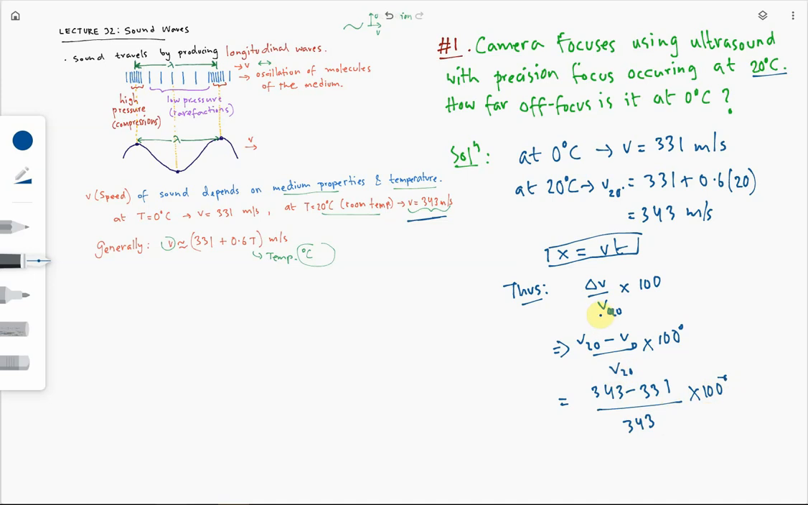Why are we putting V at 20 degrees Celsius in the denominator? Because that is what we want to know. That is the temperature at which we want to know how far the speed has changed and how far the positioning of the camera focus has changed. This comes out to be 3.5%. So this tells us that there's a difference in speed, that the speed of sound of ultrasound is 3.5% off at 20 degrees Celsius. Hence, the positioning will also be off by around 3.5%. Okay.